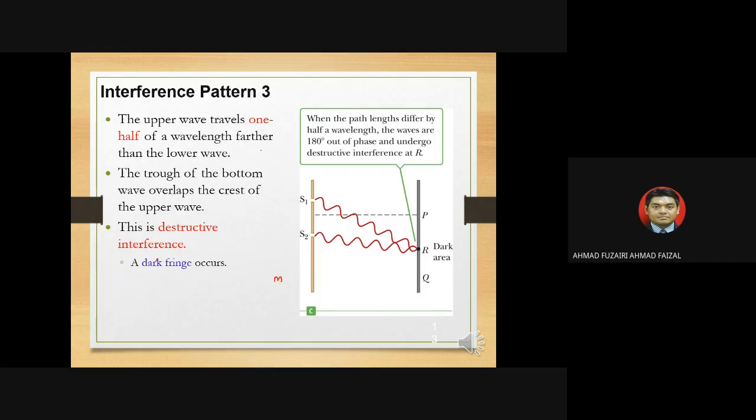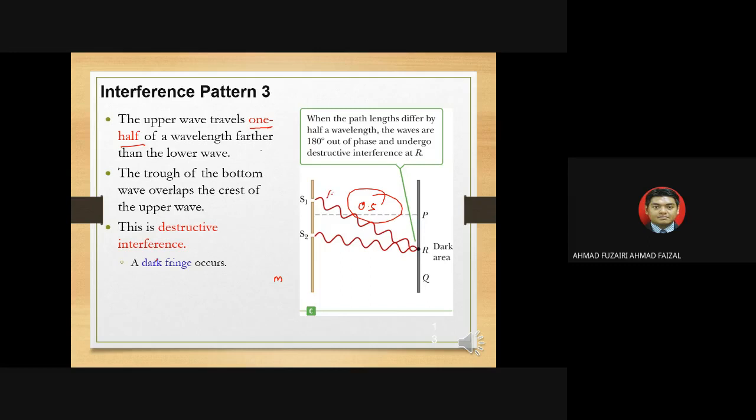Okay, so this is pattern 3. The upper wave travels 1/2 of a wavelength farther than the lower wave. So contoh dia, kalau 1/2 ni 0.5 ataupun 1.5 lah kan. Okay, kita boleh anggap 1/2 is 0.5.